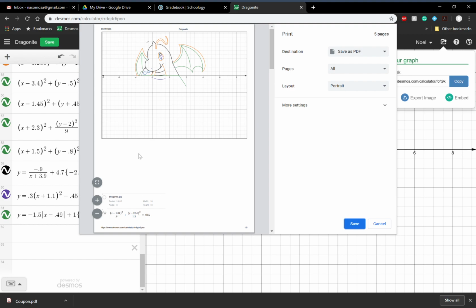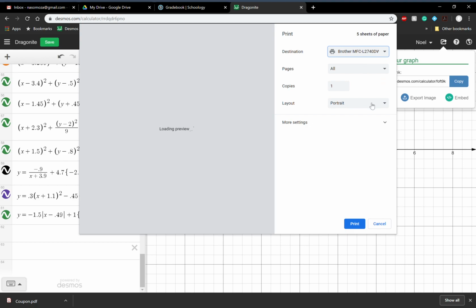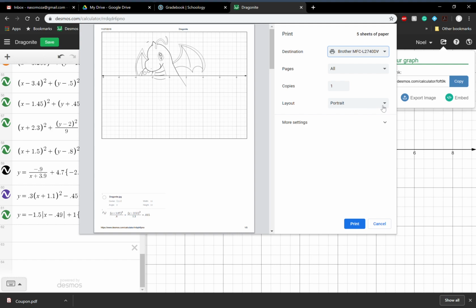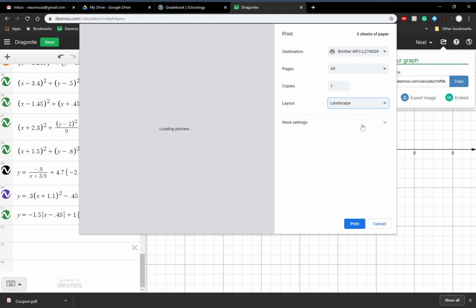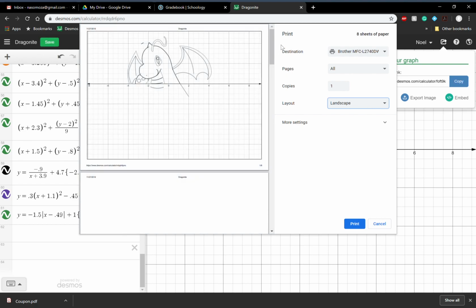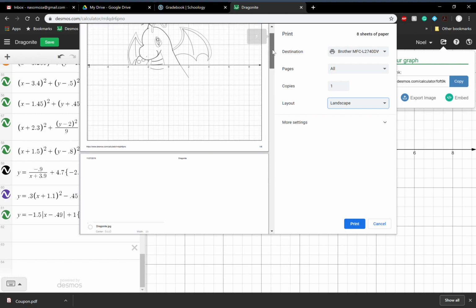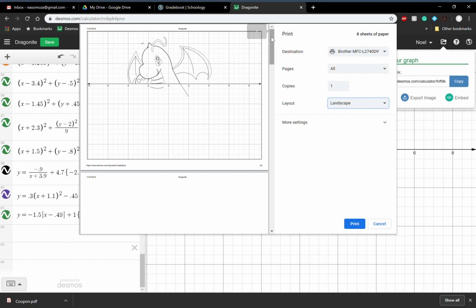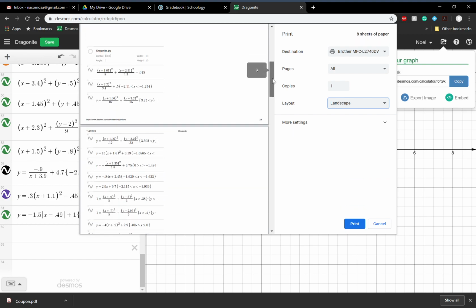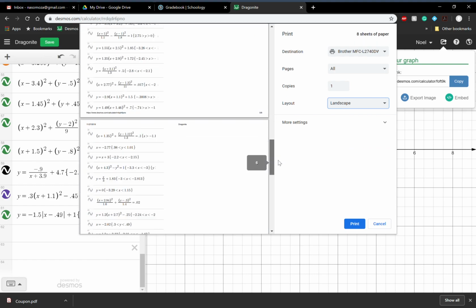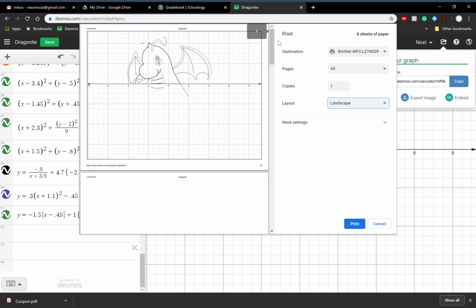I would prefer if it was the full size. So over here in my printing options, if you change it to, let's say, landscape, that's a little better because then it takes up the whole first page, which makes your picture look a lot bigger. I'd prefer you have a big picture rather than a small one, just because it'll look better on the walls. Okay, and then notice how the rest of the pages will also print out the equations. Okay. Alright, so I hope this helps.